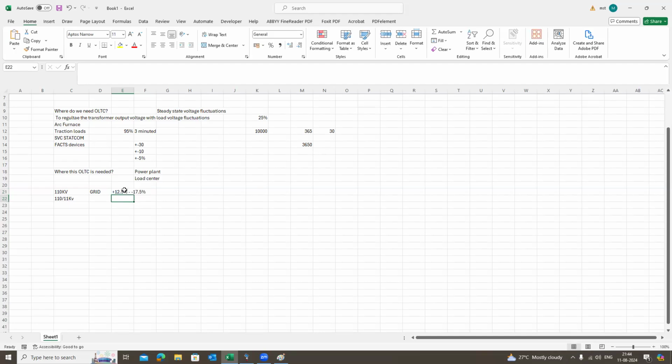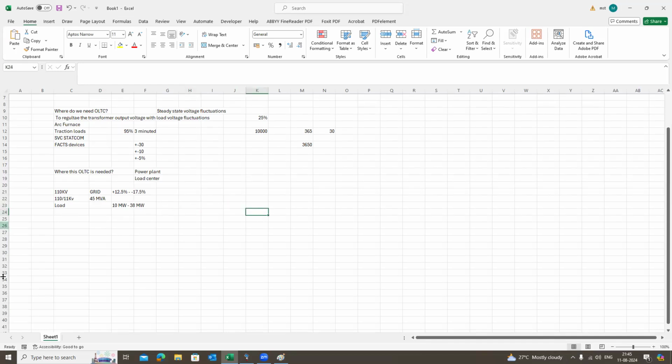Assuming that this is a very weak grid system, plus 12.5% to minus 17.5%. Also assume that the load variation will be something like 10 megawatt to 38 megawatt. And obviously the transformer rating which I can select should be more than this value, so that is 38 divided by 0.85. So it is almost coming to 45 MVA.